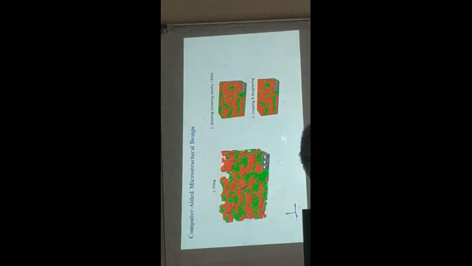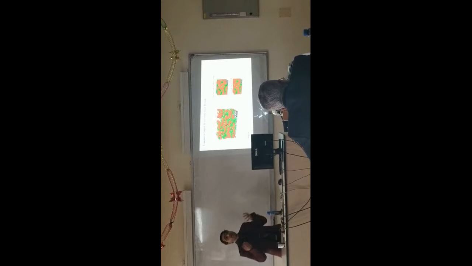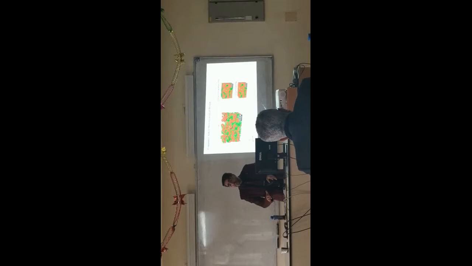The first step would be filling, and when we talk about filling, we let the components of the composite cathode fall down along the y-axis. Then we are talking about sintering to gather the particles together, to condense them, and finally to roughen them and to crop them.